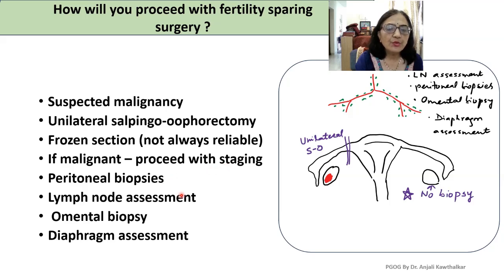Peritoneal biopsies, lymph node assessment, omental biopsy, and diaphragm assessment are done the same as for other women. Otherwise, whatever steps are taken in staging laparotomy, remember that these are to be included whenever we are doing fertility sparing surgery. The only difference is we are not doing hysterectomy, and we are not removing the opposite side tube and ovary.